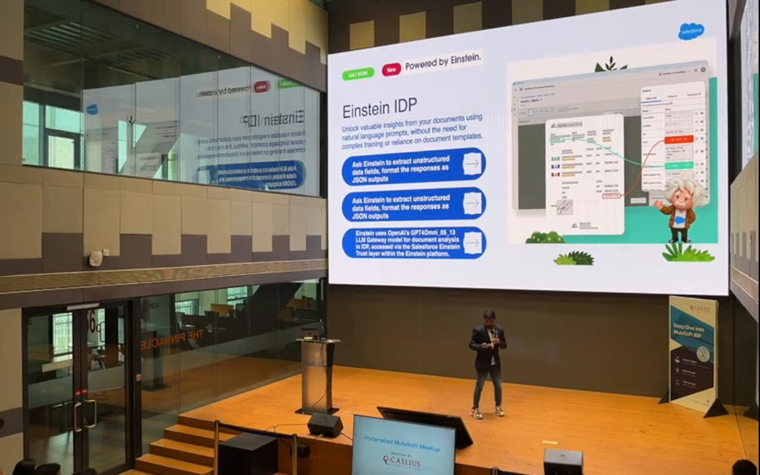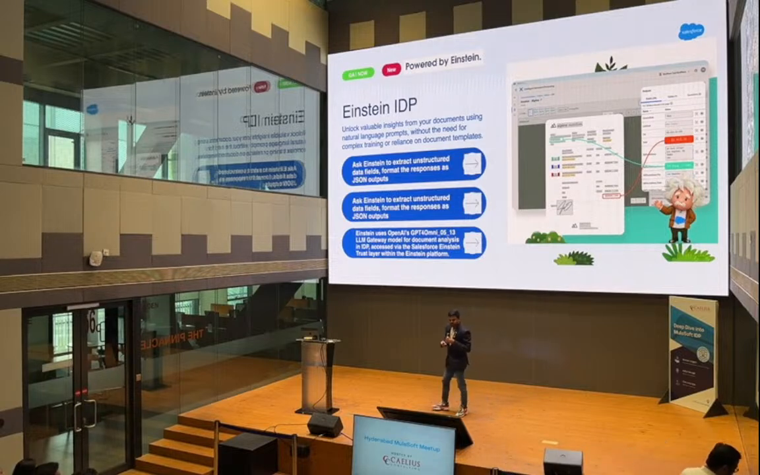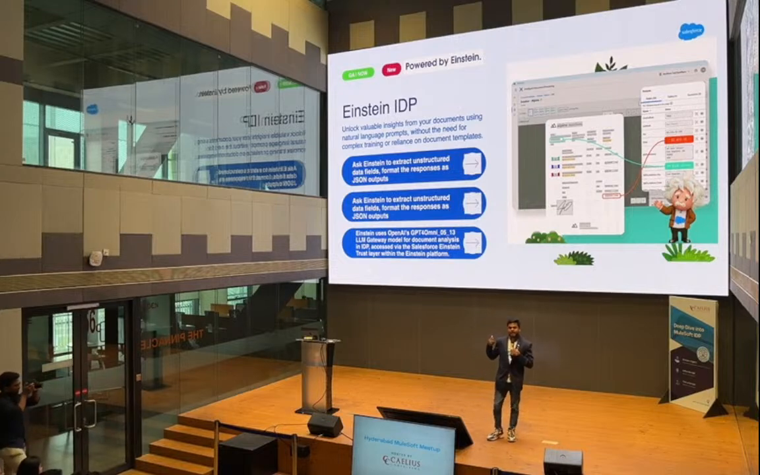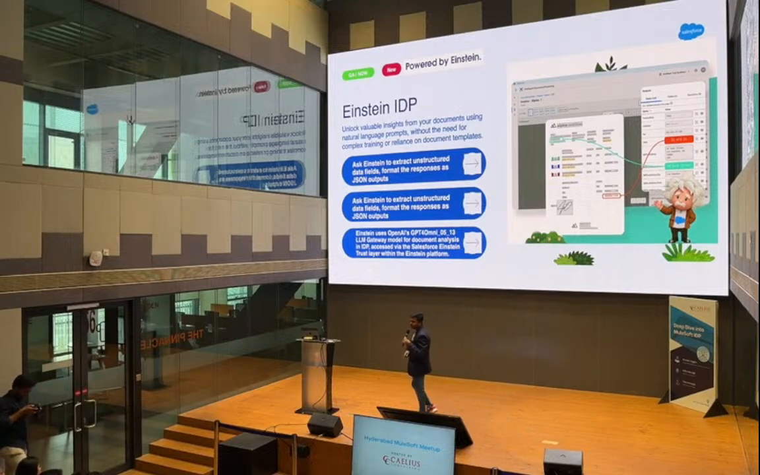I think it's the same point, but yeah. So Einstein uses OpenAI's GPT-4o. This is the version that it is currently using, the LLM gateway model for document analysis in IDP. It is accessed via the Salesforce Einstein Trust Layer within the Einstein platform, which means if you need access to Einstein features, you must have a Salesforce org account within your organization. Clear? Everyone with me? Yes?